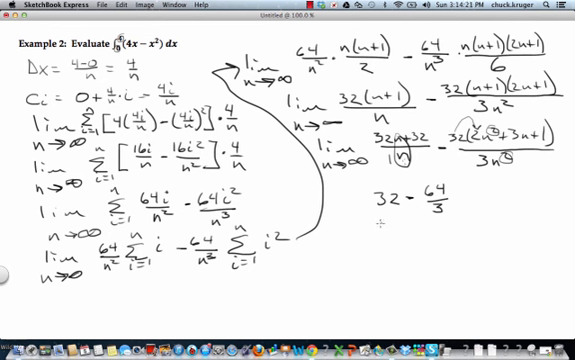So the common denominator is 96 over 3 minus 64 over 3, and I get 32 thirds as my area.